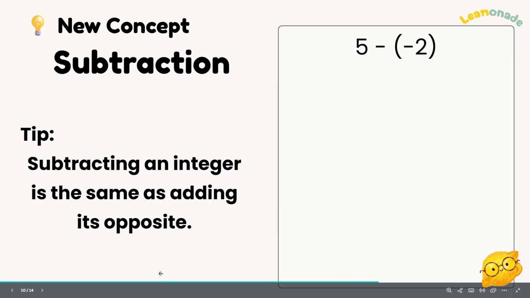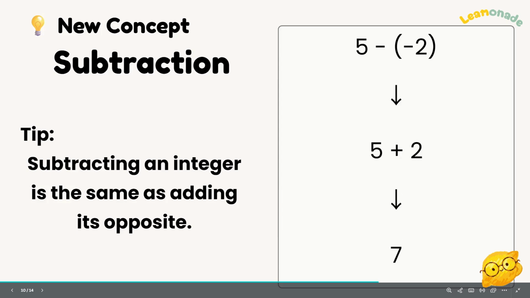Now let's learn subtraction. The easiest way to subtract integers is to change subtraction into addition. We do this by adding the opposite. 5 minus negative 2 becomes 5 plus 2. 5 plus 2 equals 7.